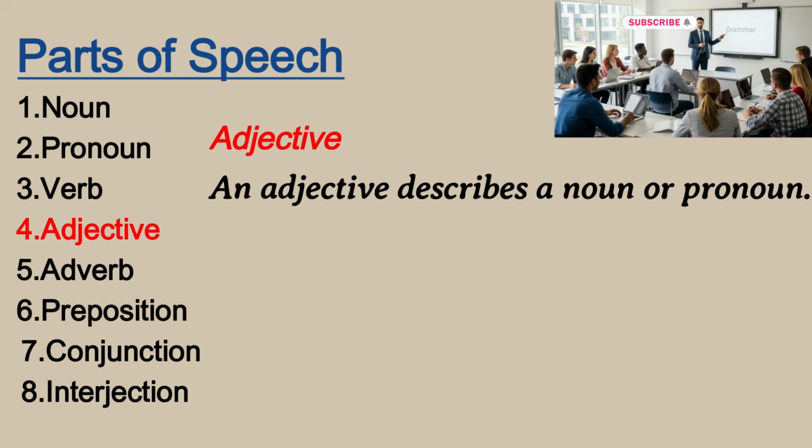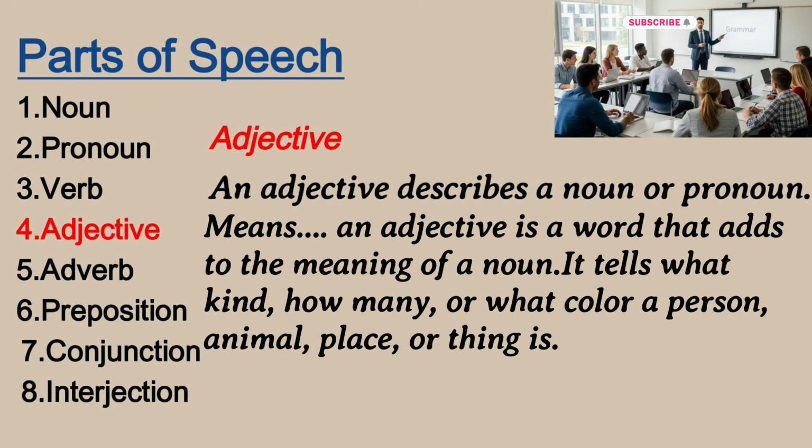An adjective describes a noun or pronoun. Means an adjective is a word that adds to the meaning of a noun. It tells what kind, how many, or what color a person, animal, place, or thing is.